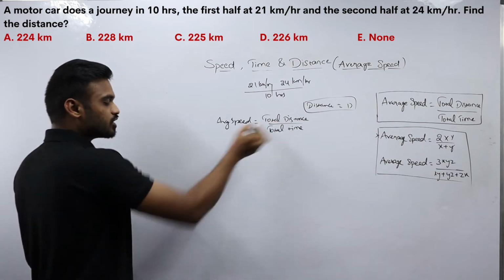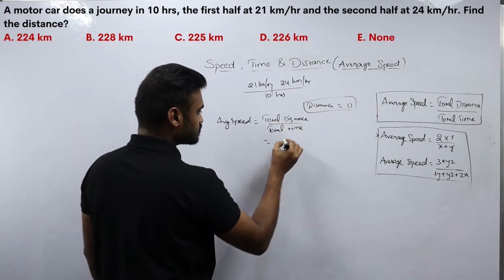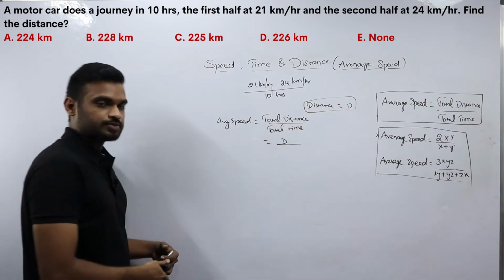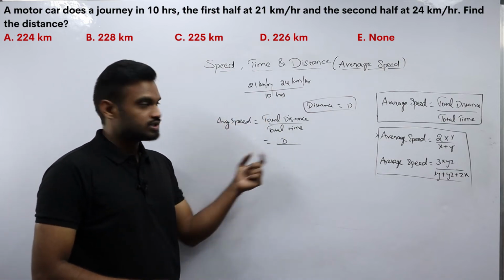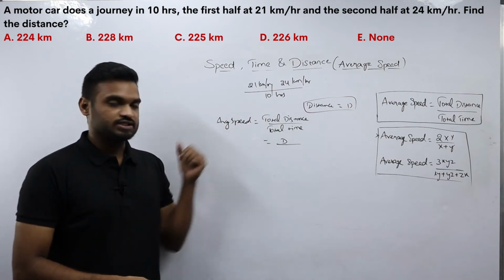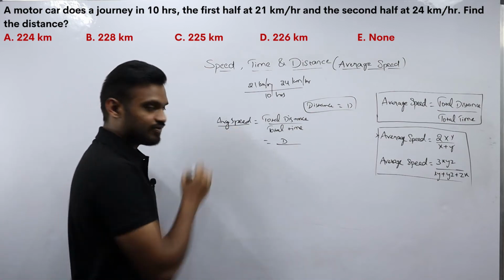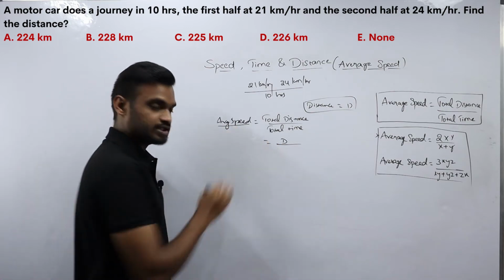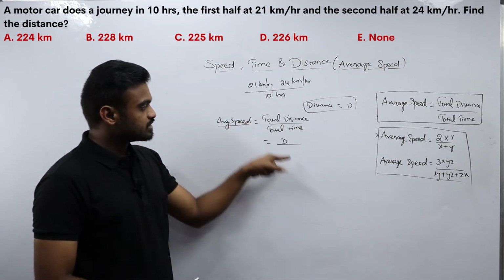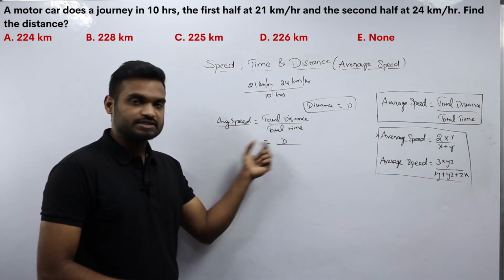Okay, now what is the total distance here? That is D. Now if I substitute this total time equal to 10 hours in this place, I can't get the distance, because here we have two unknown variables: we don't know the average speed and we also don't know the distance. So if I substitute this 10 hours here, how can I get the exact distance?